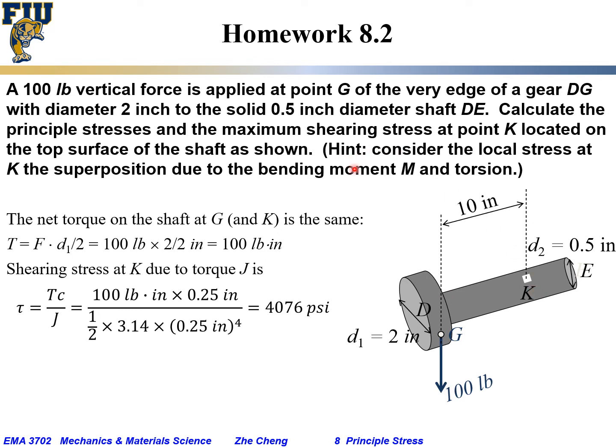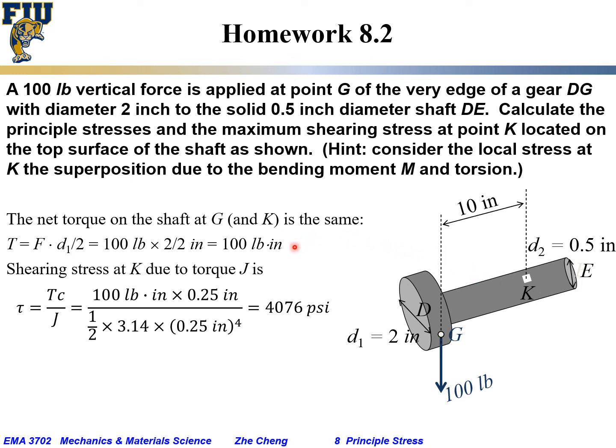The hint would be the local stress state would be the superposition of the stress state caused by bending due to this vertical downforce, and because it's off center, it's going to cause torsion. Okay, the local stress state would be the superposition of two effects. One is due to bending of the shaft, one is due to torsion or torque on the shaft. Okay, so how do we do this problem?